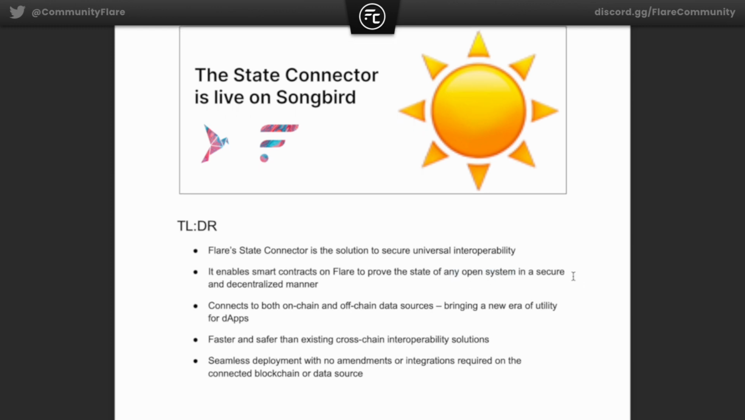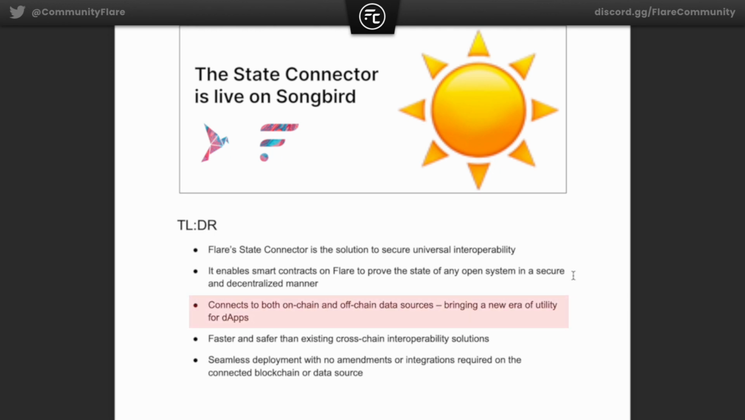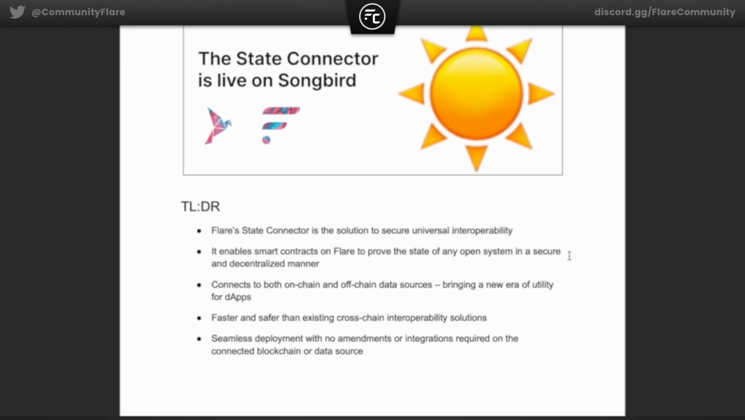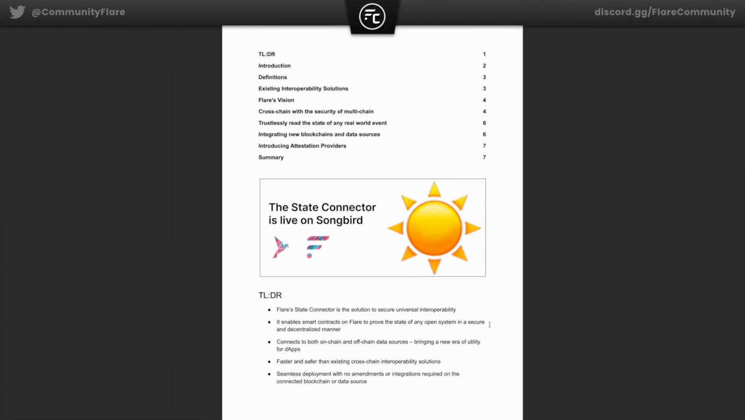As we can see here, it connects to both on-chain and off-chain data sources, bringing a new era of utility for decentralized applications, or dApps. The State Connector is faster and safer than existing cross-chain interoperability solutions. State Connector has a seamless deployment with no amendments or integrations required on the connected blockchain or data source. And this is actually particularly important because we want to integrate as many sources as possible without having to rely on them to implement some changes themselves.